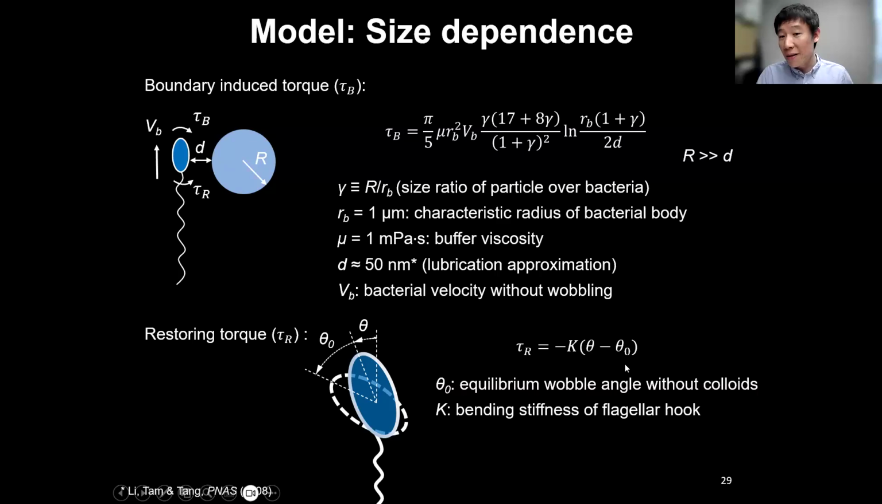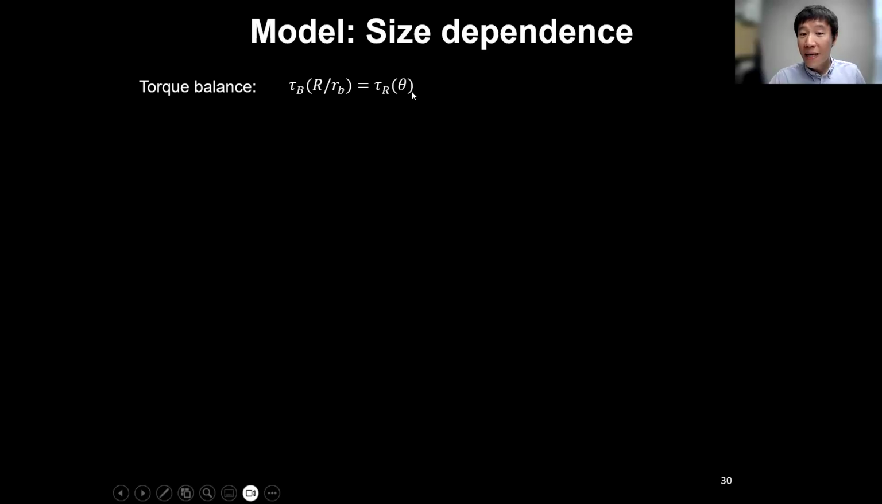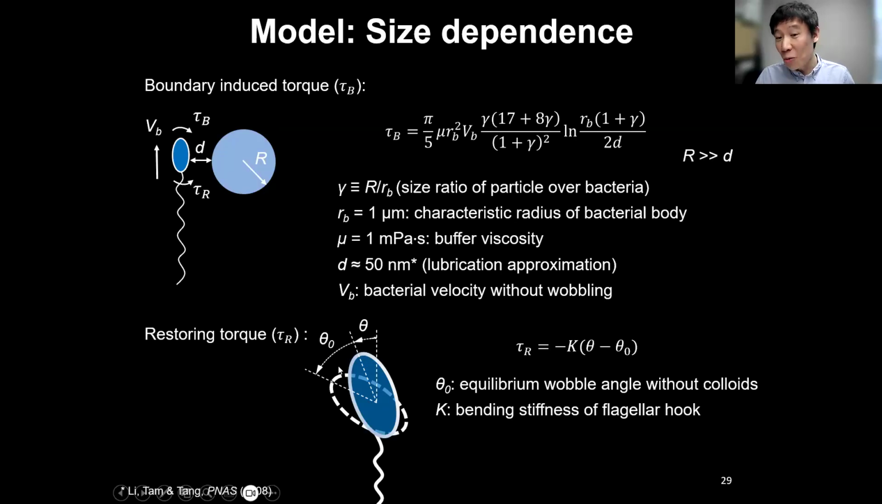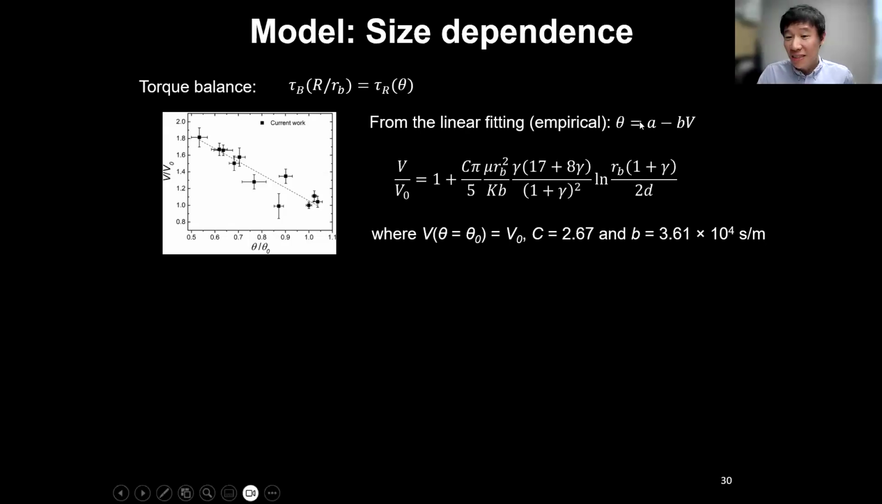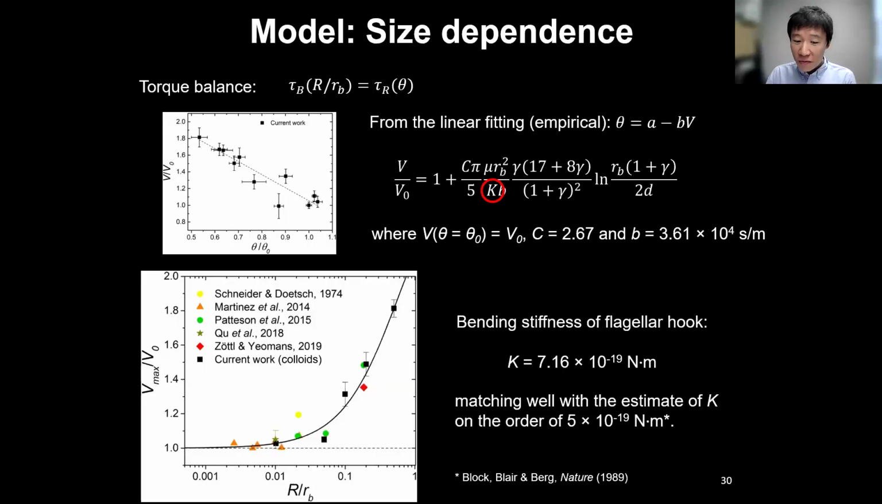So now we just balance these two torques. We're assuming this torque-free condition. When you balance the torque, you basically get the relation between the wobble angle and the size of the particle, because the original angle here is the original wobble angle. The new theta will be the new wobble angle. So the first thing we do is we take the experimental result, the anti-correlation between wobble angle and velocity. Then you can link velocity to the size ratio of the particle. This is the result here. And there's only one fitting parameter, which is the bending stiffness of the flagellar hook. So we're using this formula to fit our results.